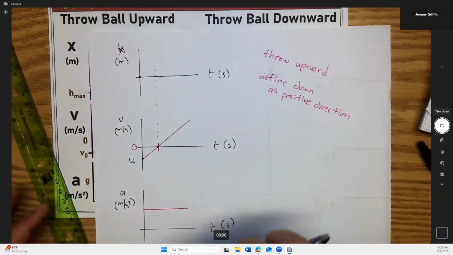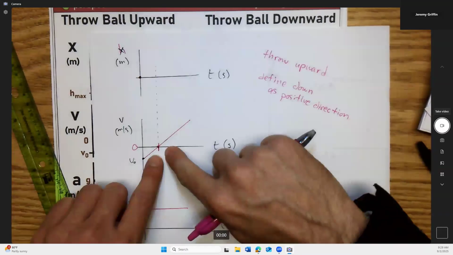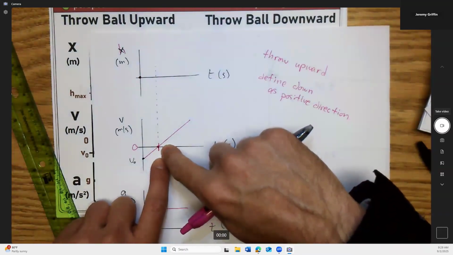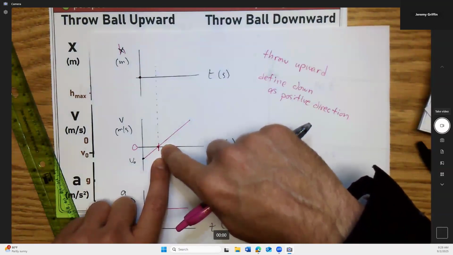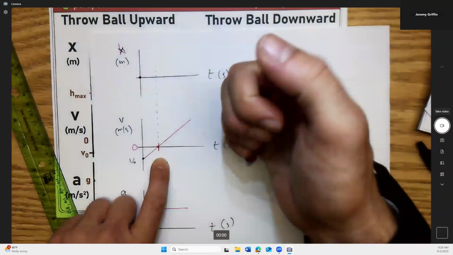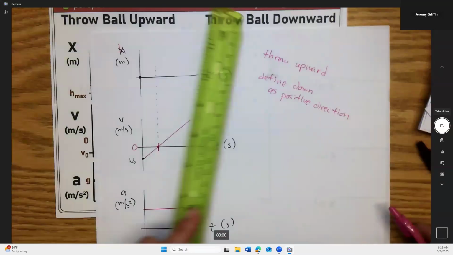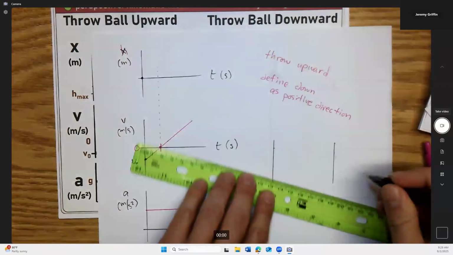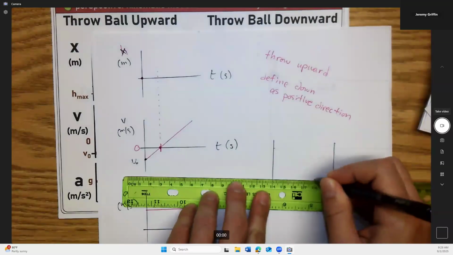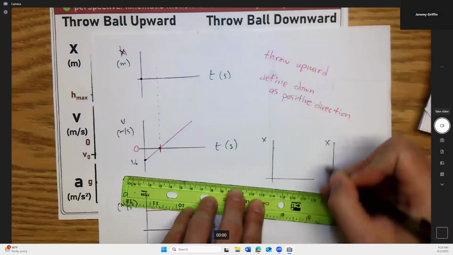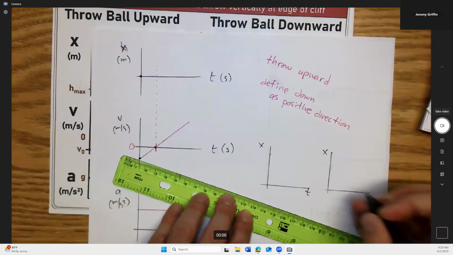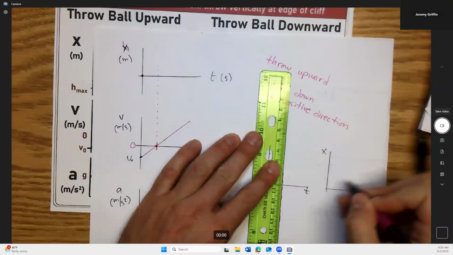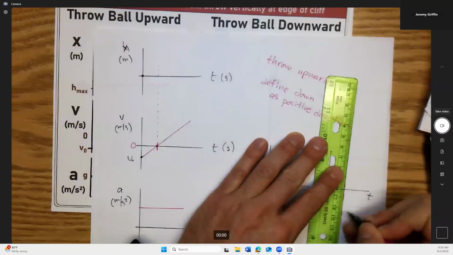Here, guys, if the ball is at maximum height at this time right here, wouldn't that mean that it's the furthest displacement from where you threw it? So I'm going to draw two options over here. You guys tell me which one's right. X versus T. Here, this dash line, I'm just going to bring it up to here to shortcut it. Which one's correct?